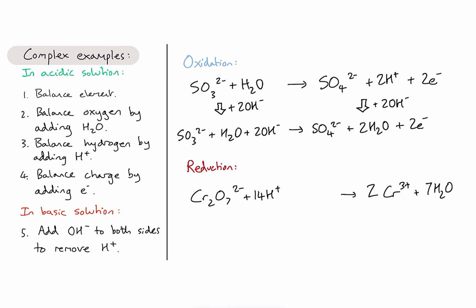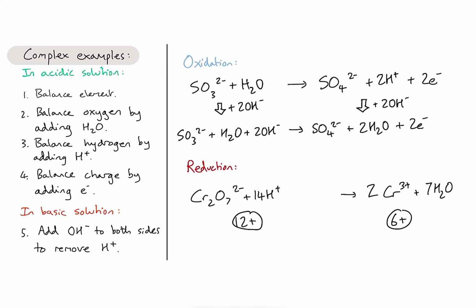And finally, if we're doing this in acidic solution, I need to balance the charge in my half equation by adding electrons. So let's work out the total charge on the left and right and work out where we can add them. On the left at the moment, I've got the dichromate ion with 2 negative charges, and then I've got 14 H pluses. So in total, I've got 2 negatives, 14 positives, which means overall I'm going to have 12 positive charges on the left-hand side of my equation. On the right side, I've got 2 chromium 3 plus ions and then 7 neutral water molecules. So actually in total on the right hand side, I've currently got 6 positive charges.